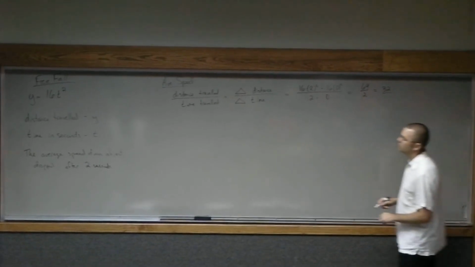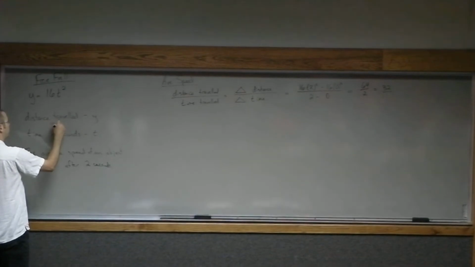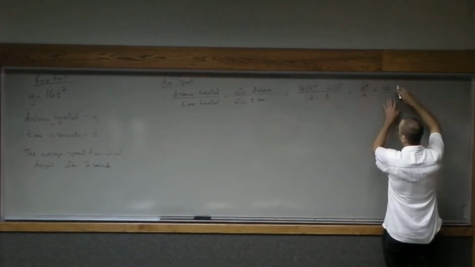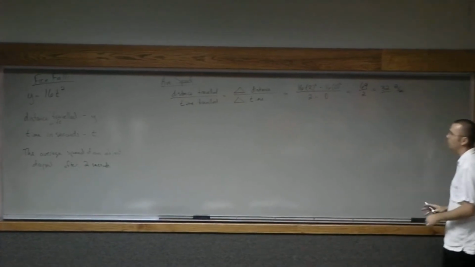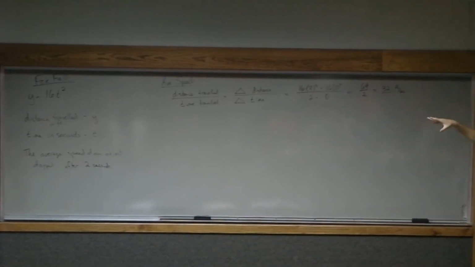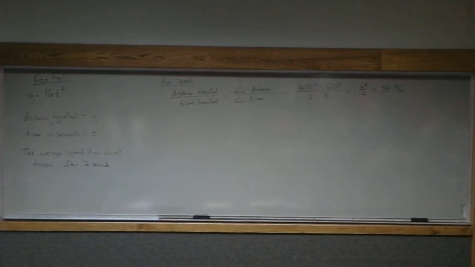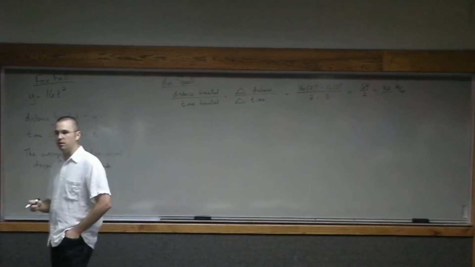And I should put distance traveled in feet. So the units on this thing would be what? In feet per second. All right. So when I drop something, over the first 2 seconds it falls, it's traveling on the average 32 feet per second. All right. What's the average speed between the first and the second second?